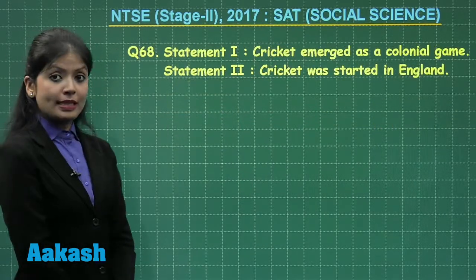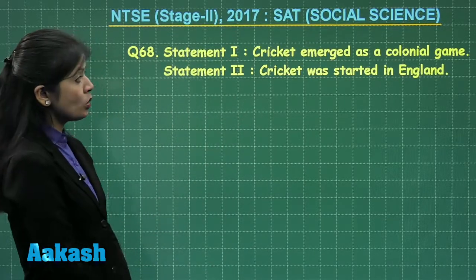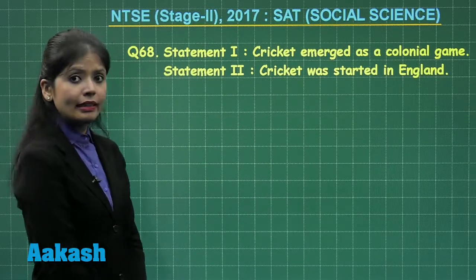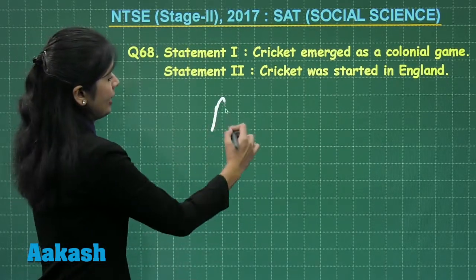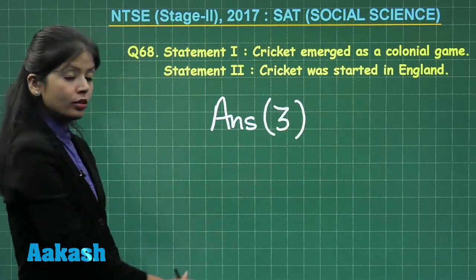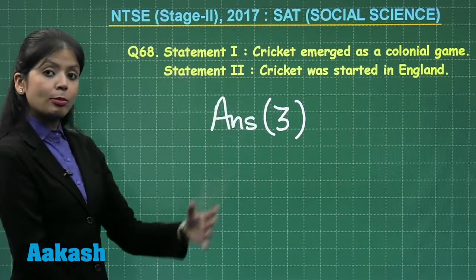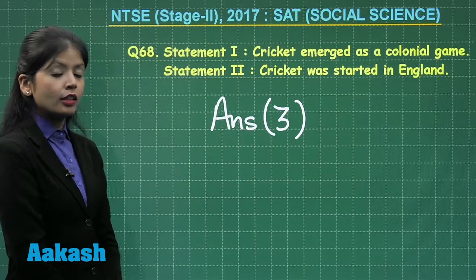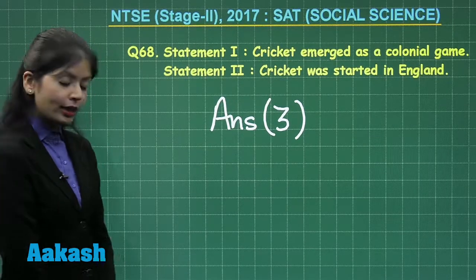Let's look at question number 68. Statement 1 says cricket emerged as a colonial game. Statement 2 says cricket was started in England. Now, when we analyze both of them together, we can easily see that the correct answer should be option number 3, where both the statements are true and statement 2 provides the correct explanation for statement 1. Therefore, the correct answer is 3. Let's move ahead to the next question.